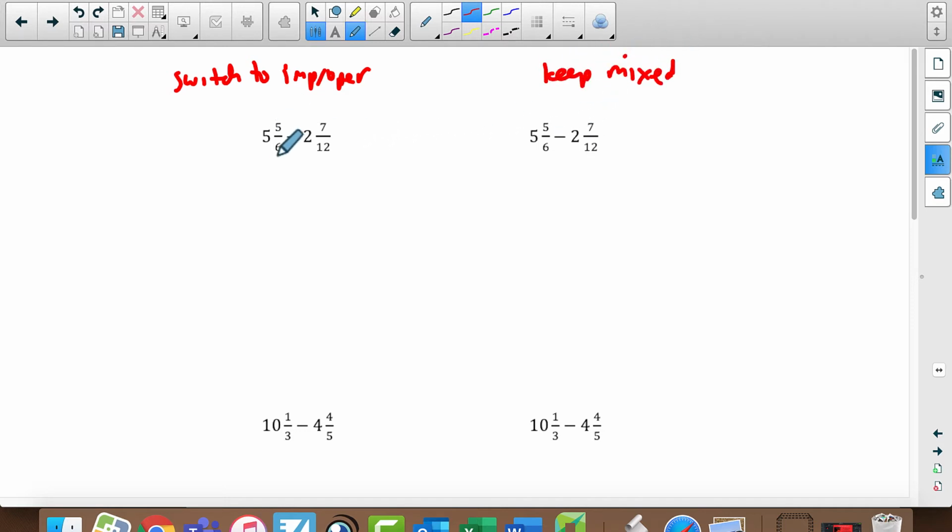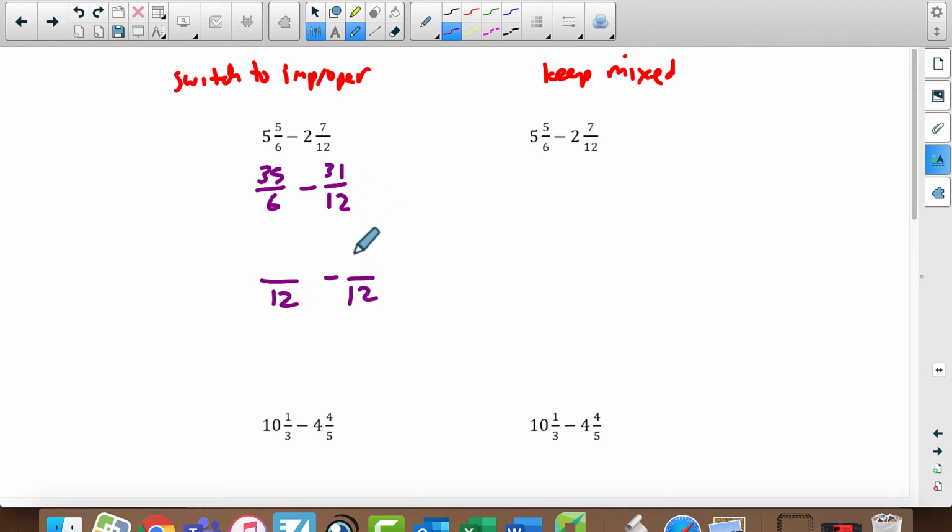Most people do this, and I'm going to try to convince you that this can be a good method over here. If you're going to switch to improper, we go 5 times 6 is 30, plus 5 is 35 over 6, pretty big number, minus 2 times 12 is 24, plus 1 is 31 over 12. Just like the other side of the page, we got to get a common denominator. Common denominator is 6 and 12. Well, does 6 go into 12? Yes, it does. So our common denominator is 12.